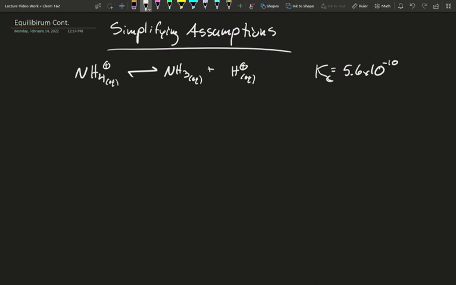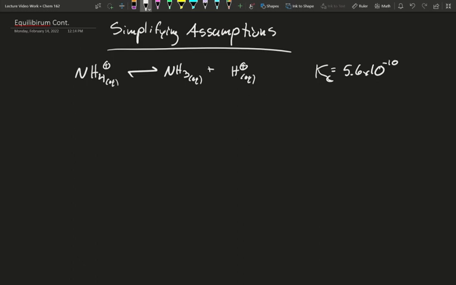In this video, we're going to look at how we can use a simplifying assumption to bypass the quadratic in order to make some of our equilibrium calculations more simple. Here we have an equilibrium of ammonium in solution breaking apart into ammonia and H+. This is part of a weak acid dissociation. This is something that will be dived into deeper in acid and base chapters in other courses.